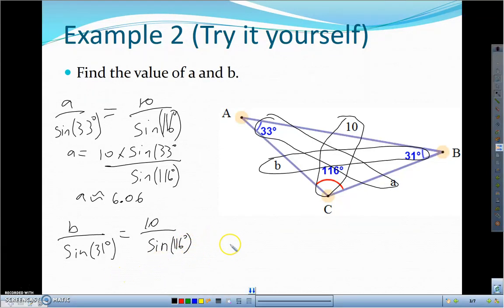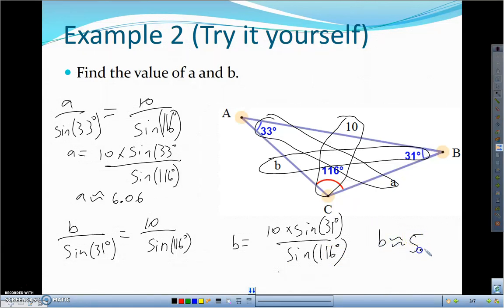And so B will be equal to 10 times sine 31 degrees divided by sine 116 degrees. And using our calculators, B is approximately equal to 5.73.